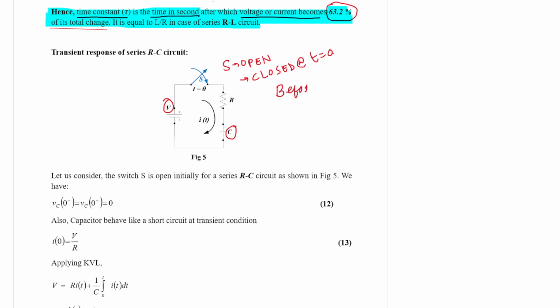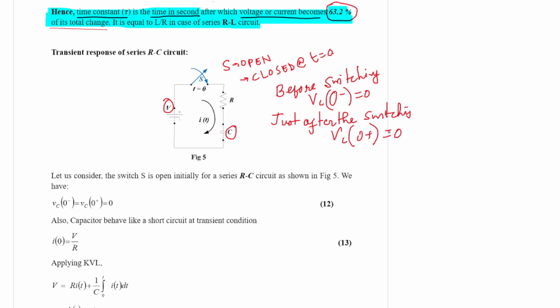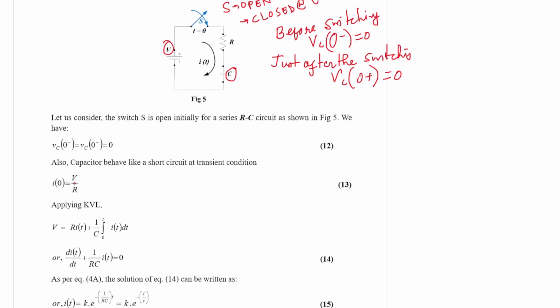So before switching, voltage across capacitor is 0. So just after the switching, Vc(0+) also will be equal to 0. So that is the initial condition. This is because voltage across the capacitor does not change instantaneously. Right?